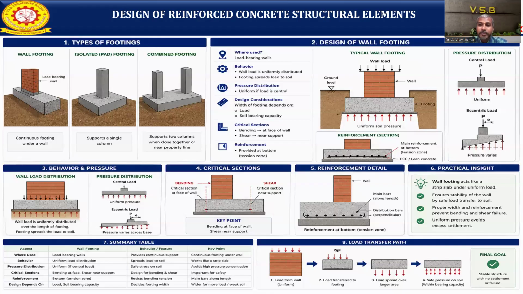Combined footing is used where the safe bearing capacity of the soil is very low, or where two columns are very near. We cannot construct individual isolated footings there, so without hesitation we can go for combined footing. Suppose two columns are close together or nearly aligned, then we can go for the combined footing.